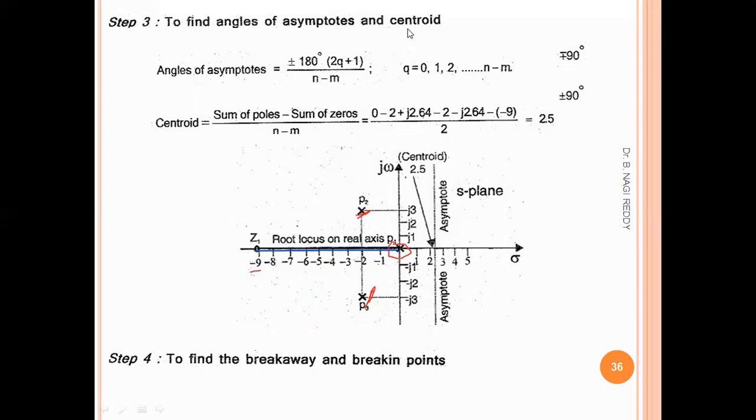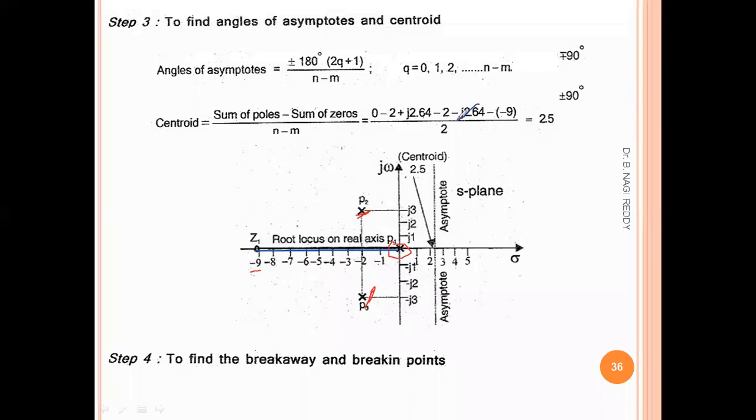Now we need to calculate the centroid to draw the angle of asymptotes. To calculate the centroid, we know the formula: the sum of poles minus the sum of zeros, divided by n minus m. The poles are given as 0, minus 2 plus 2.64j, and minus 2 minus 2.64j. We also have a zero. Only one zero is there, and that zero is minus 9, right?